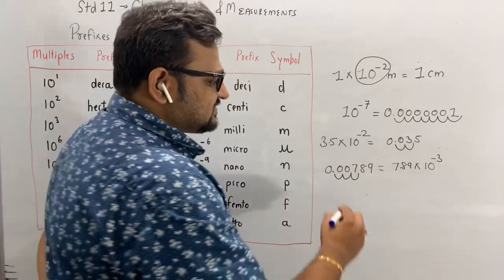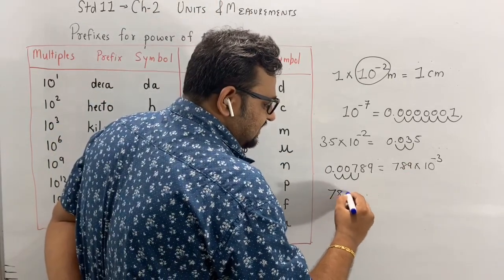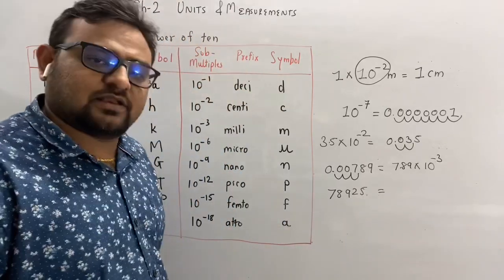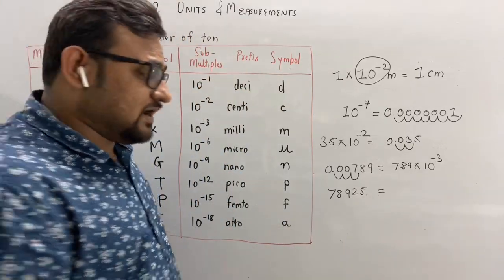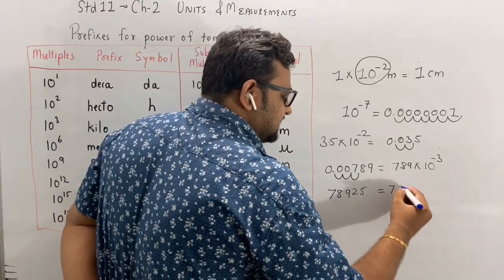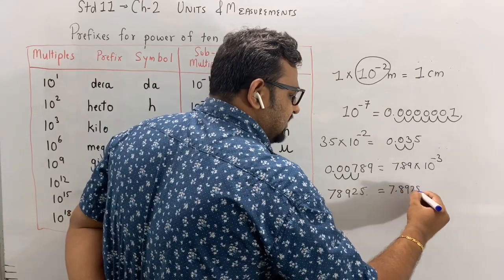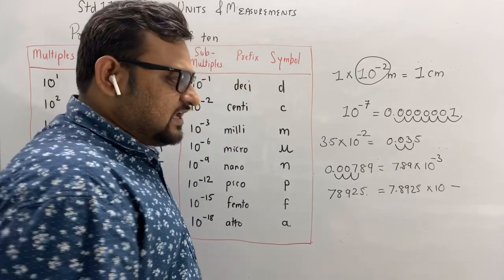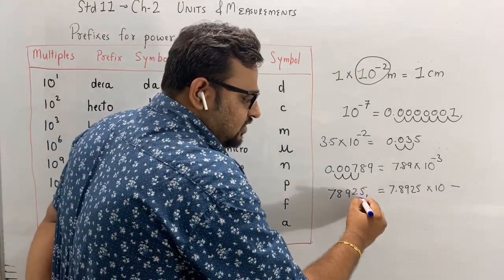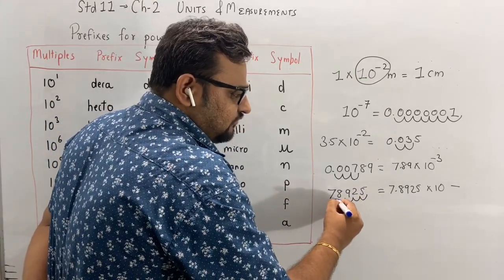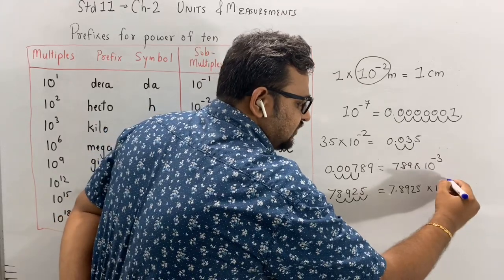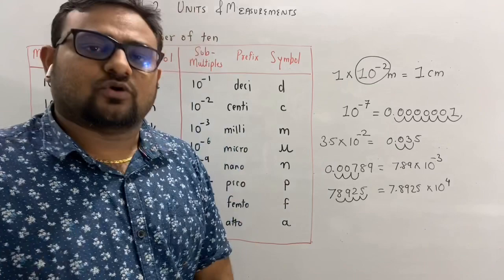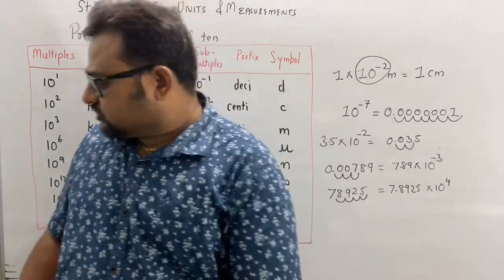But if it is like this, 78925, clear? And if I want to write it in this way, 7.8925 into 10 raised to what? See how I have shifted the point: 1, 2, 3, 4. So it will be into 10 raised to plus 4. Okay? Clear?